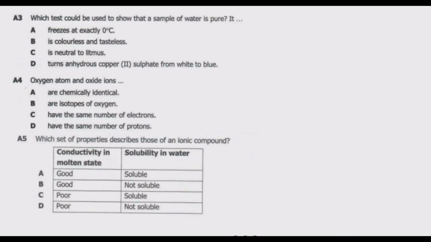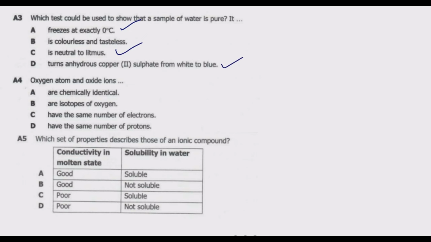Let us look at question 3. Which test could be used to show that a sample of water is pure? A freezes at exactly 0 degrees Celsius, B is colorless and tasteless, C is neutral to litmus, D turns anhydrous copper 2 sulfate from white to blue. So if you look at the options, three of them could be used to just test whether the liquid is water. Then we know that A could be used, C could be used, then D could be used.